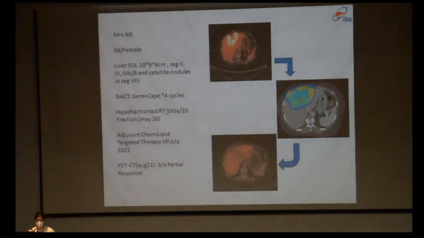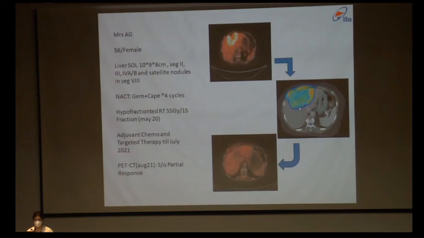This is one of our patients with intrahepatic cholangiocarcinoma, Mrs. AG, a 56-year-old female. There was a large SOL, 10 x 9 x 8 centimeters in segments 2, 3, 4A, 4B, with multiple satellite nodules in segment 8. She received 4 cycles of chemotherapy with GemCape, followed by stable disease, and then hypofractionated radiation therapy to a dose of 55 gray in 15 fractions.